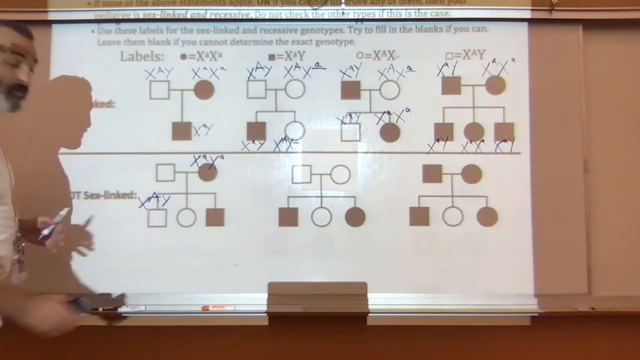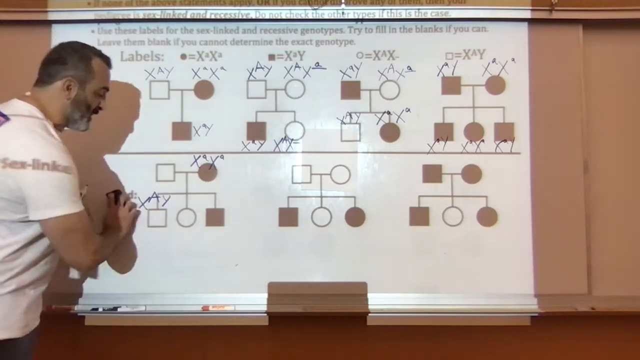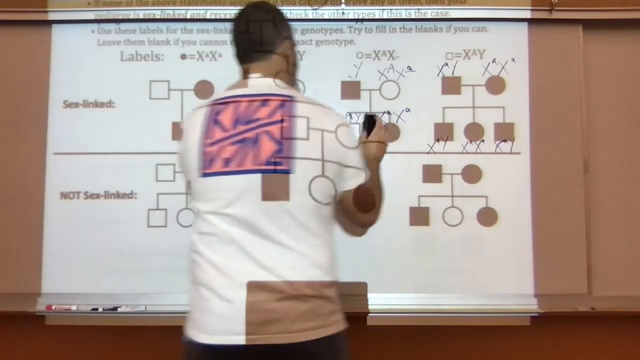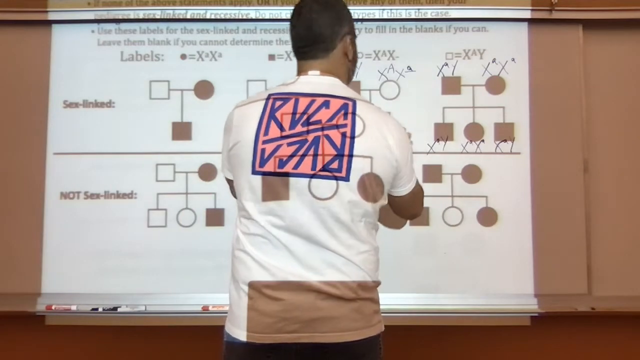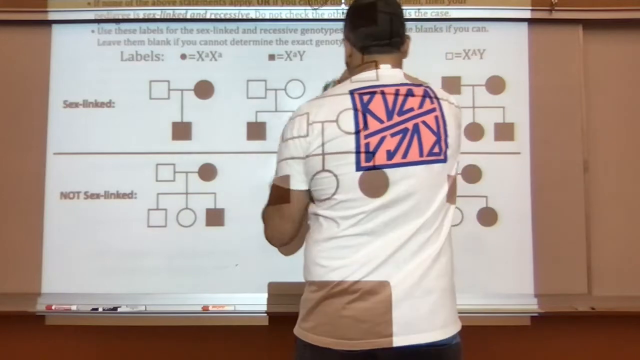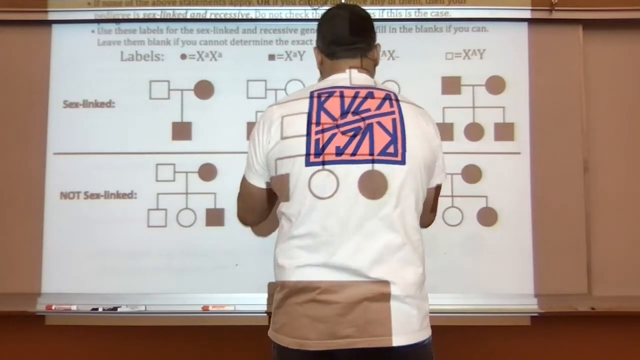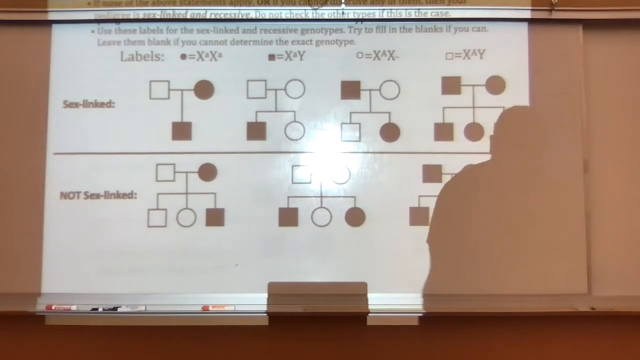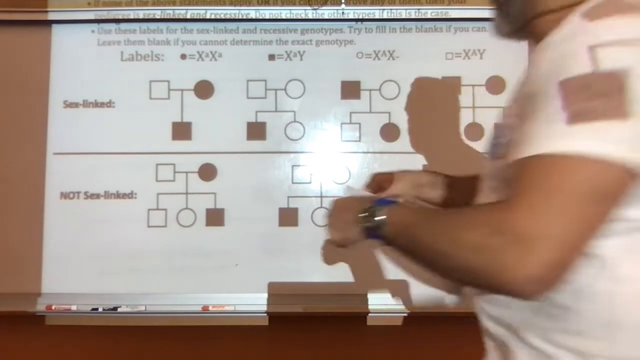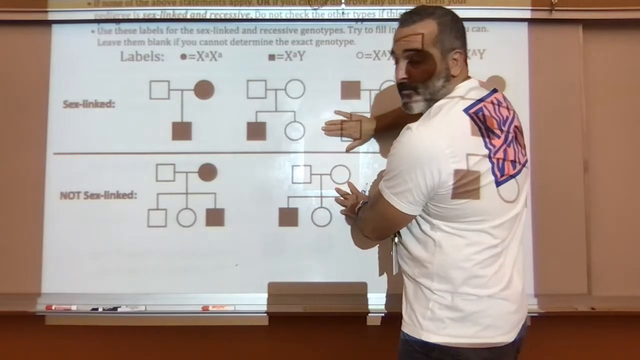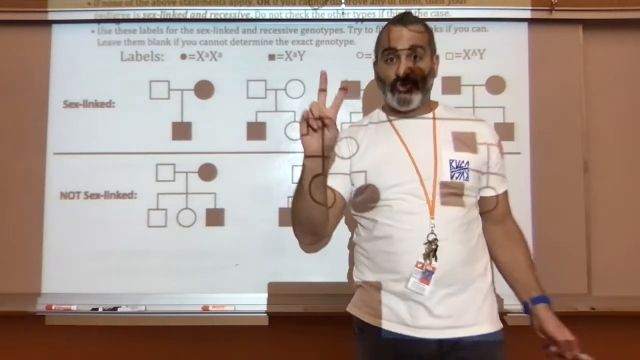Right? Let me erase this. Now let's go to the second kind. We're going to have to hang up the paper for the glare. Work our way around the glare. Here we go. Now let's go to problem number 2. Okay?